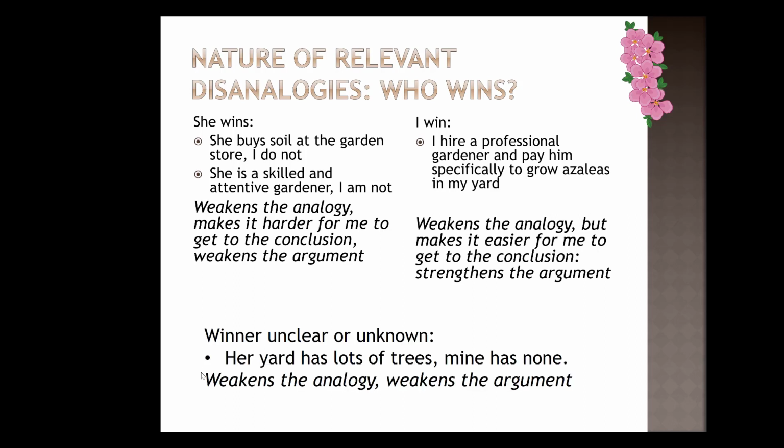Now, the difference that we haven't looked at yet is her yard had trees and mine did not. In this case, we don't know who wins because different plants like different levels of sunshine or shade, and I have no idea what azaleas prefer. Even though we don't know who wins with this difference, it's still going to weaken the analogy and therefore weaken the argument. So, with differences, if the primary analog wins, it weakens the argument. If the secondary analog wins, it actually strengthens the argument. If we don't know who wins, it still weakens the argument.